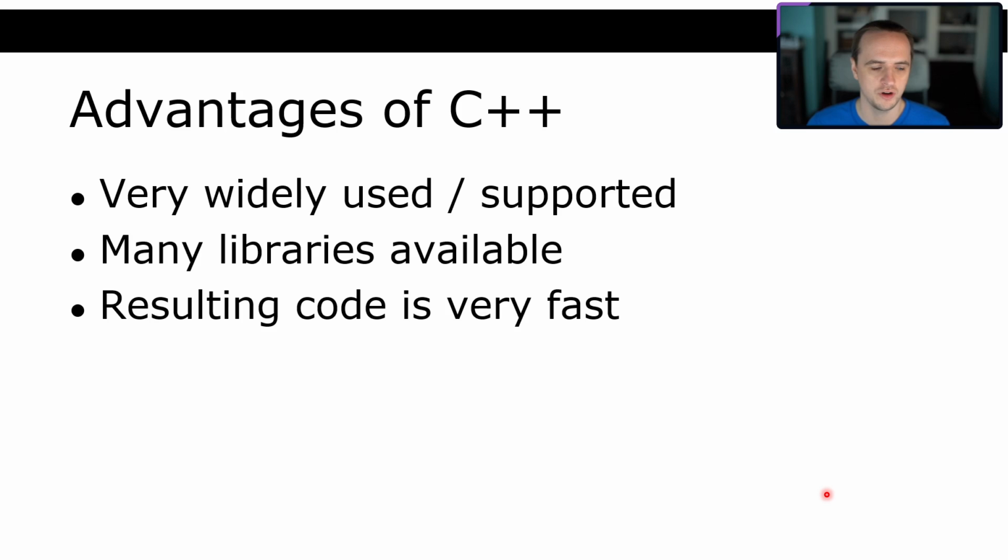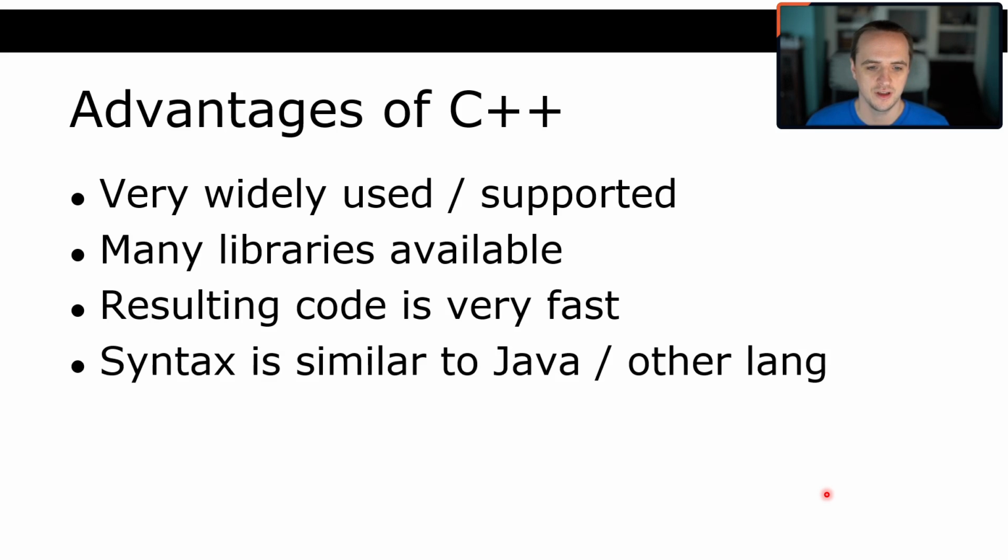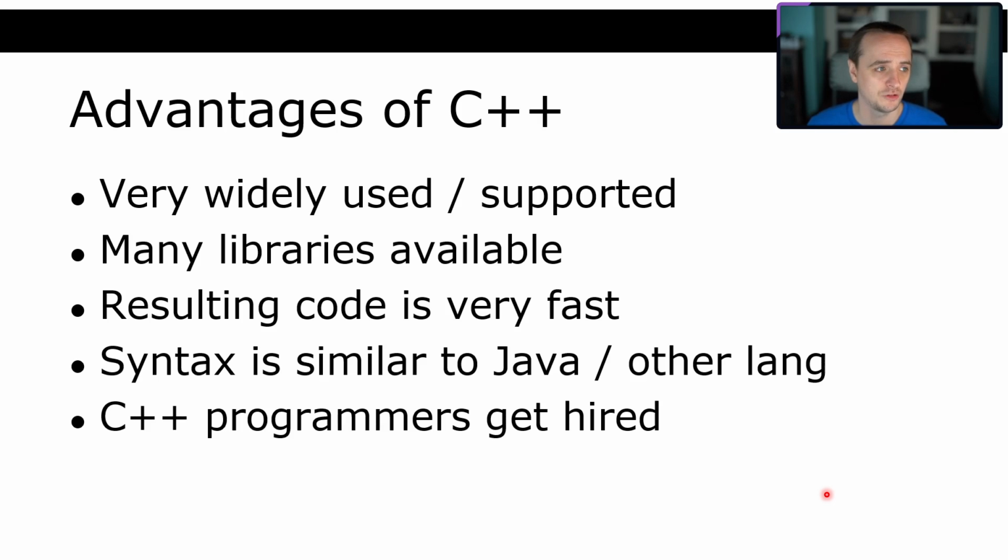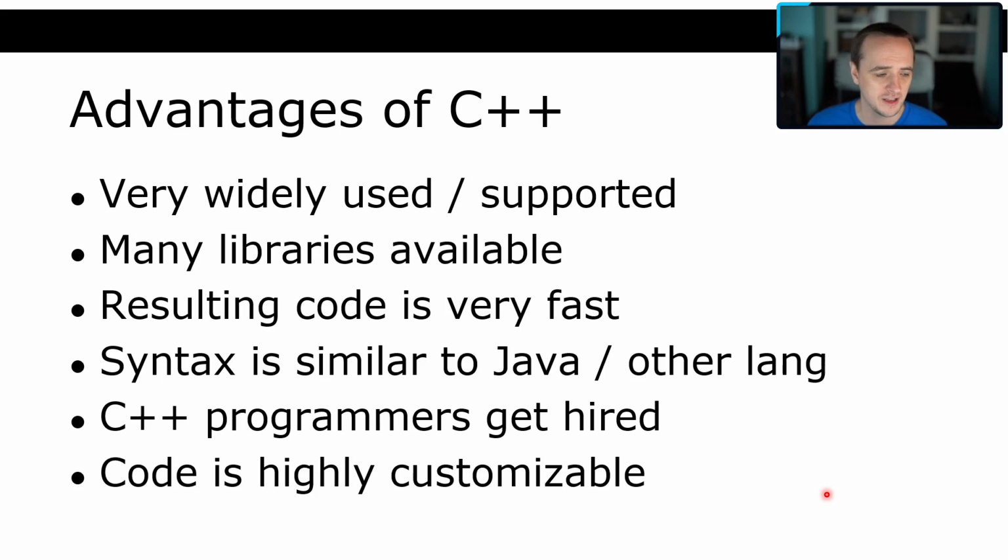The resulting code of C++ can be really fast if you write it correctly. Hopefully we'll be writing it correctly this term. And the syntax is very, very similar to Java. It's very similar to C. It's kind of similar to Python, but not really. But you'll be able to read C++ code. It's not going to be that difficult if you've learned another language like Java. C++ programmers can get hired. There's lots of jobs available for C++ because it's such a great language. The code is highly customizable, meaning you can do almost anything with it, and we'll maybe get into some examples of that later.